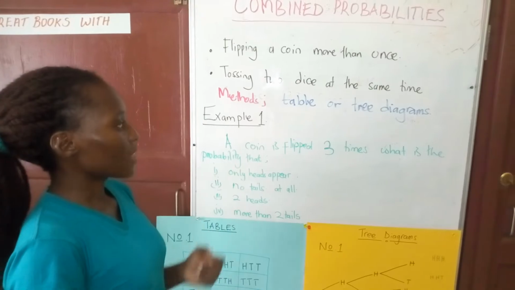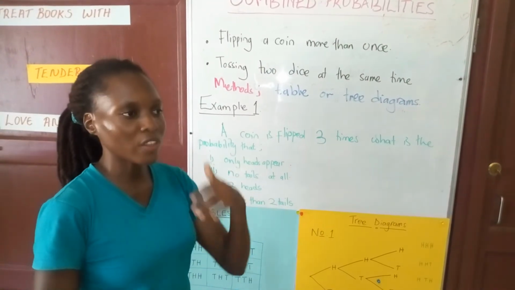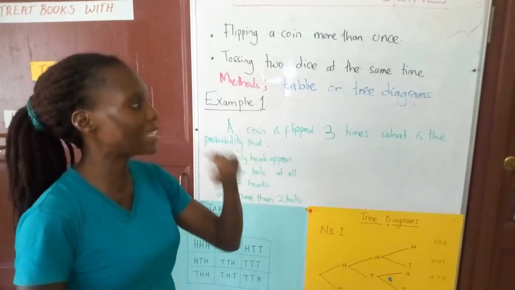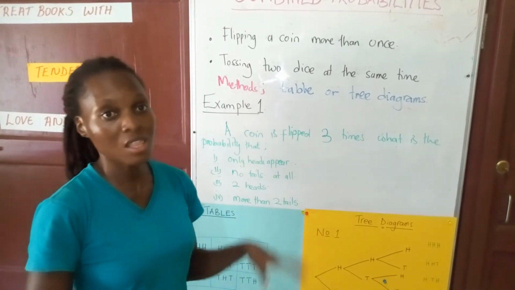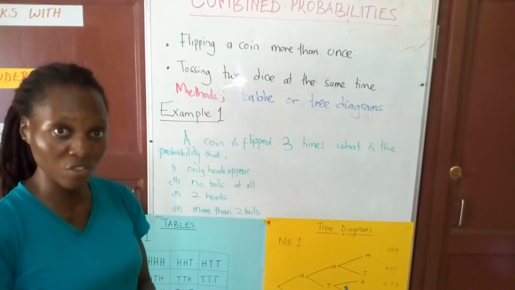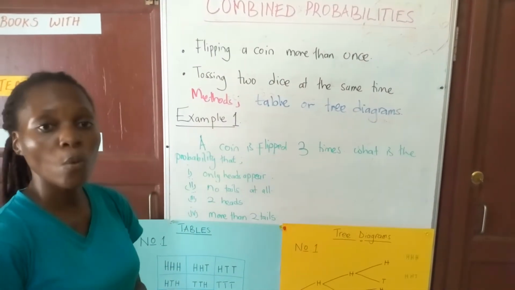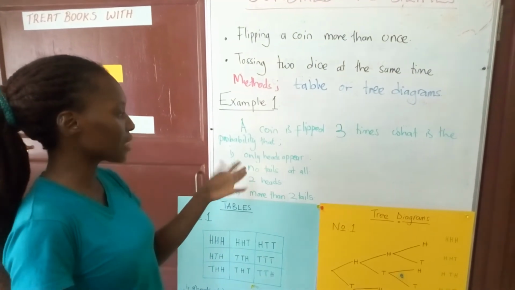Now the methods that we use to get the sample space, or the number of times for all the given possibilities, we can either use a table or tree diagrams. These methods help us to ease the work that comes after when you're given the question. For example 1, a coin is flipped 3 times, what is the probability that only heads appear?